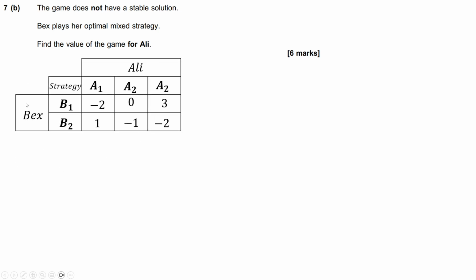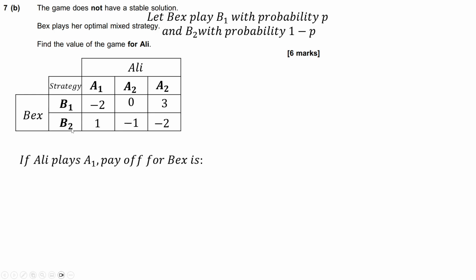Now, this is what the matrix reduces to. We're just having a look at what Bex's strategy would be if Ali played, say, A1. Imagine Bex plays B1 with a probability of P. That means she plays B2 with a probability of 1 - P. If you were not to play B1, you'd play B2 with a probability of 1 - P.